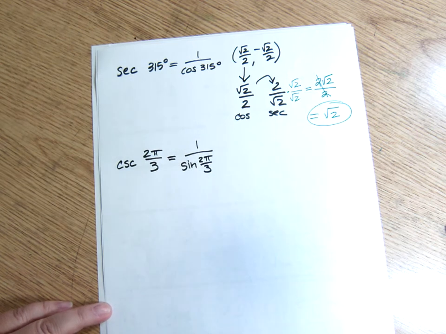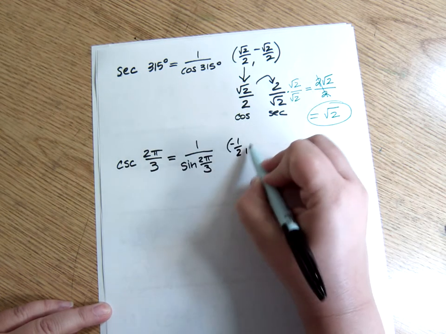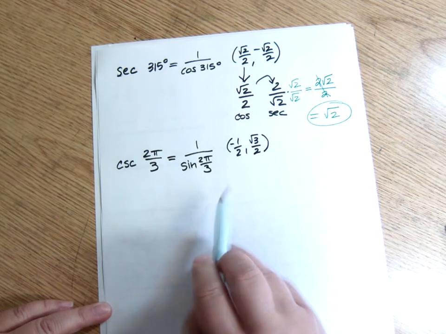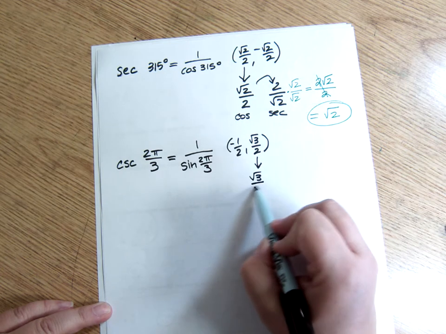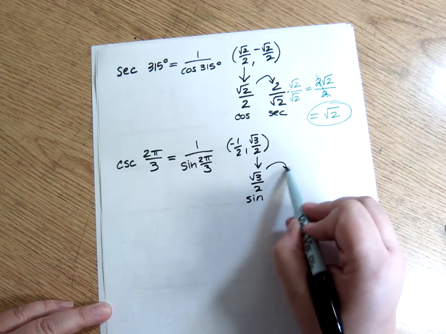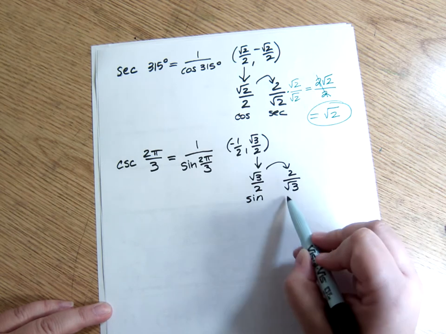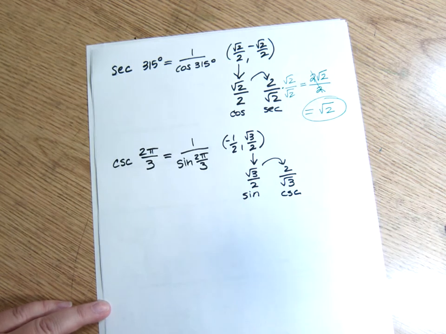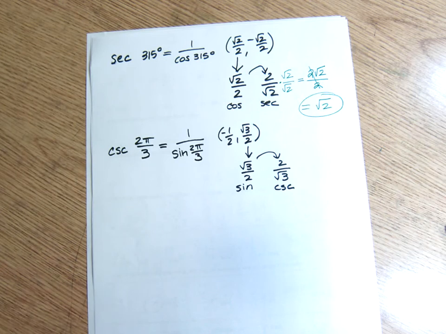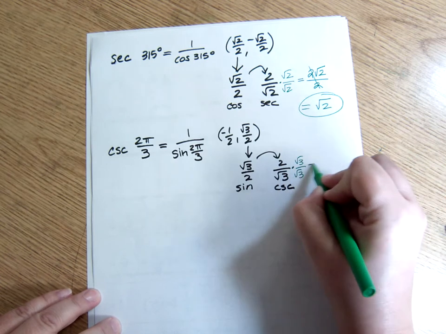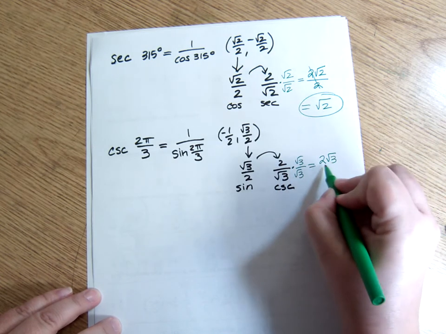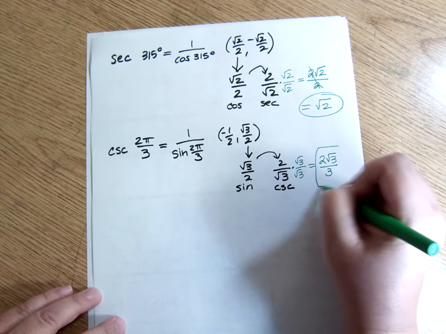So now I have to think about, where is 2 pi over 3 in terms of coordinates? 2 pi over 3 is at negative 1/2, positive square root of 3 over 2. We're looking for the sine, so that's this. There's the sine. If I flip it over, I get 2 over square root of 3. That's my cosecant. So that's my answer, but it's not in the right form yet, so I have to go ahead and write it in the right form. So I multiply by square root of 3 over square root of 3, and that gets me 2 root 3 on top and just plain 3 on the bottom, and that is my answer.